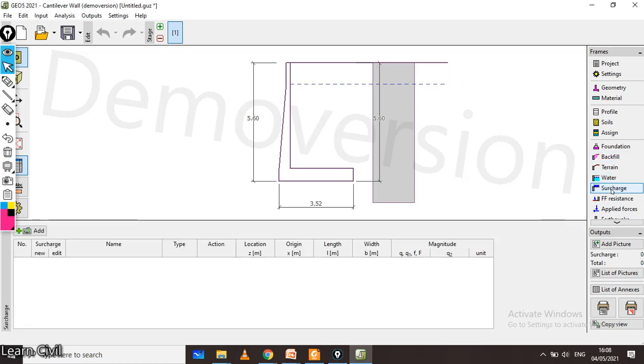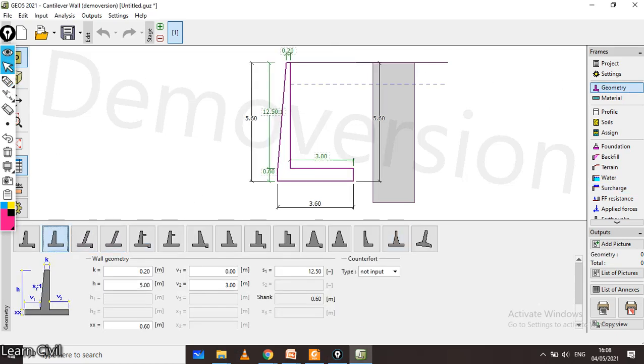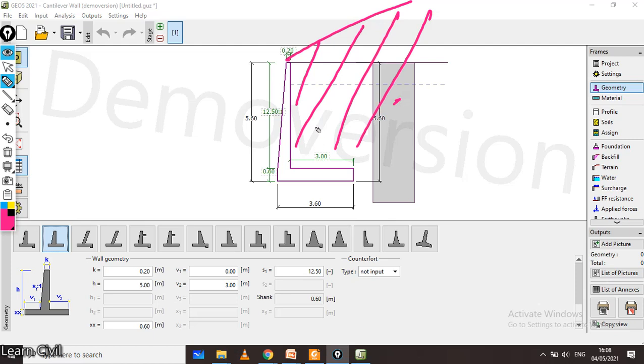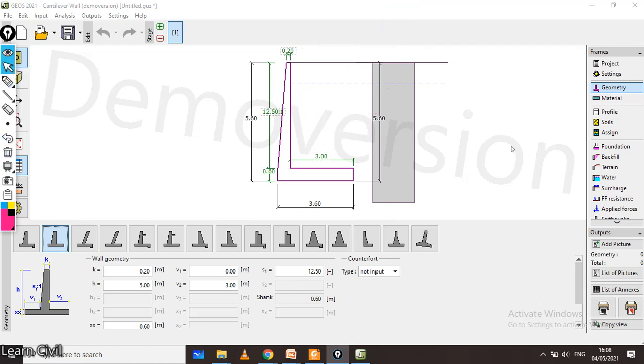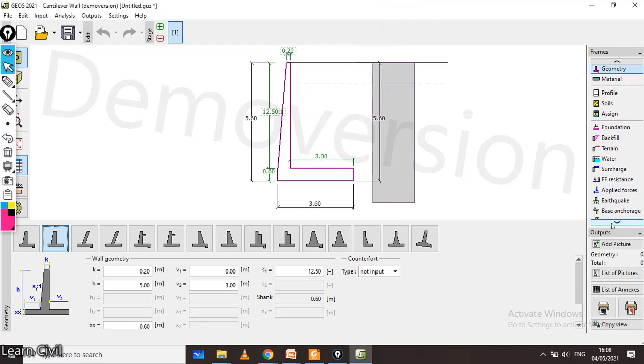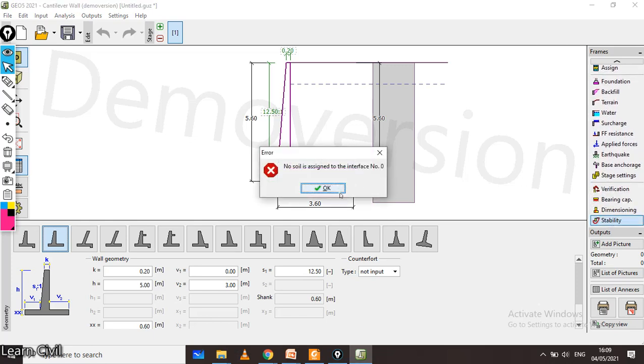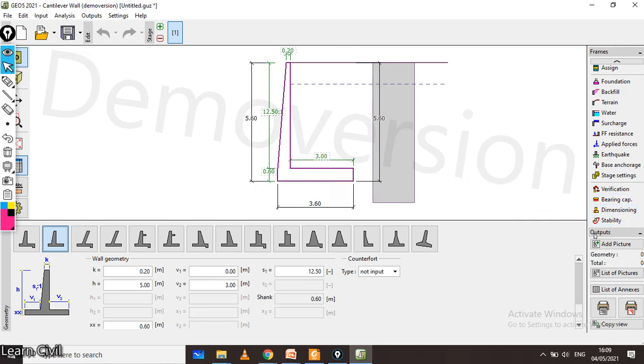Next is surcharge. I already told you, let us consider our retaining wall is something like this and some surcharge is there, the backfill is something like this, or soil is retained like this, then we can provide the surcharge here again. I'll explain only important steps. Then we have the analysis option, and after analysis we will be having the design option. So we'll start how we'll be designing.